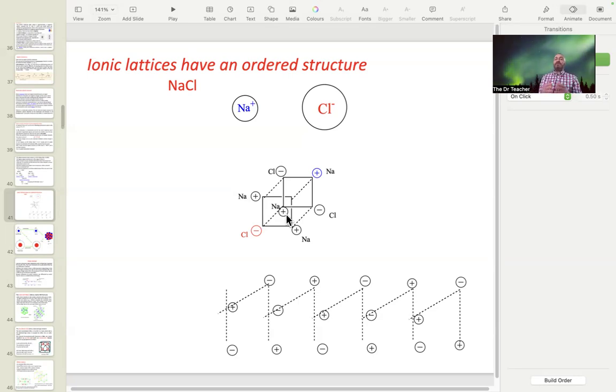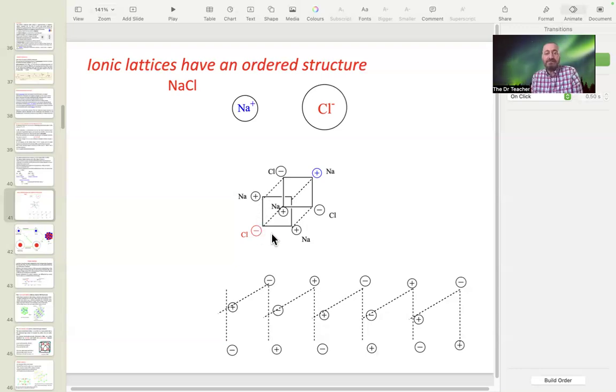How many sodium and chlorine are in a unit cell? Is it only one sodium, one chlorine? No. Usually we have sodium on the corners here. If you see the crystal structure, we can see some corners have sodium, and the other corners of the lattice, or the crystal, have chlorine.